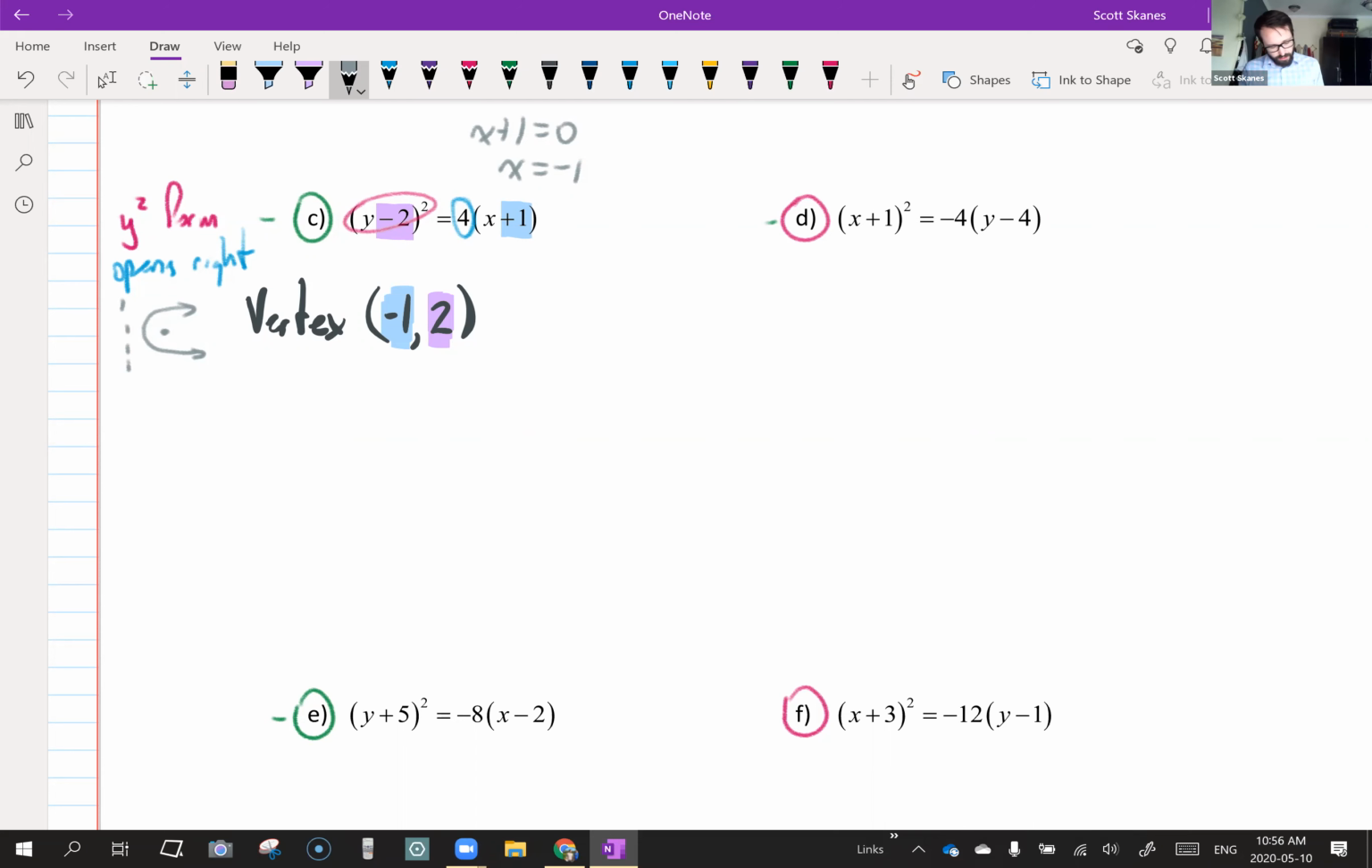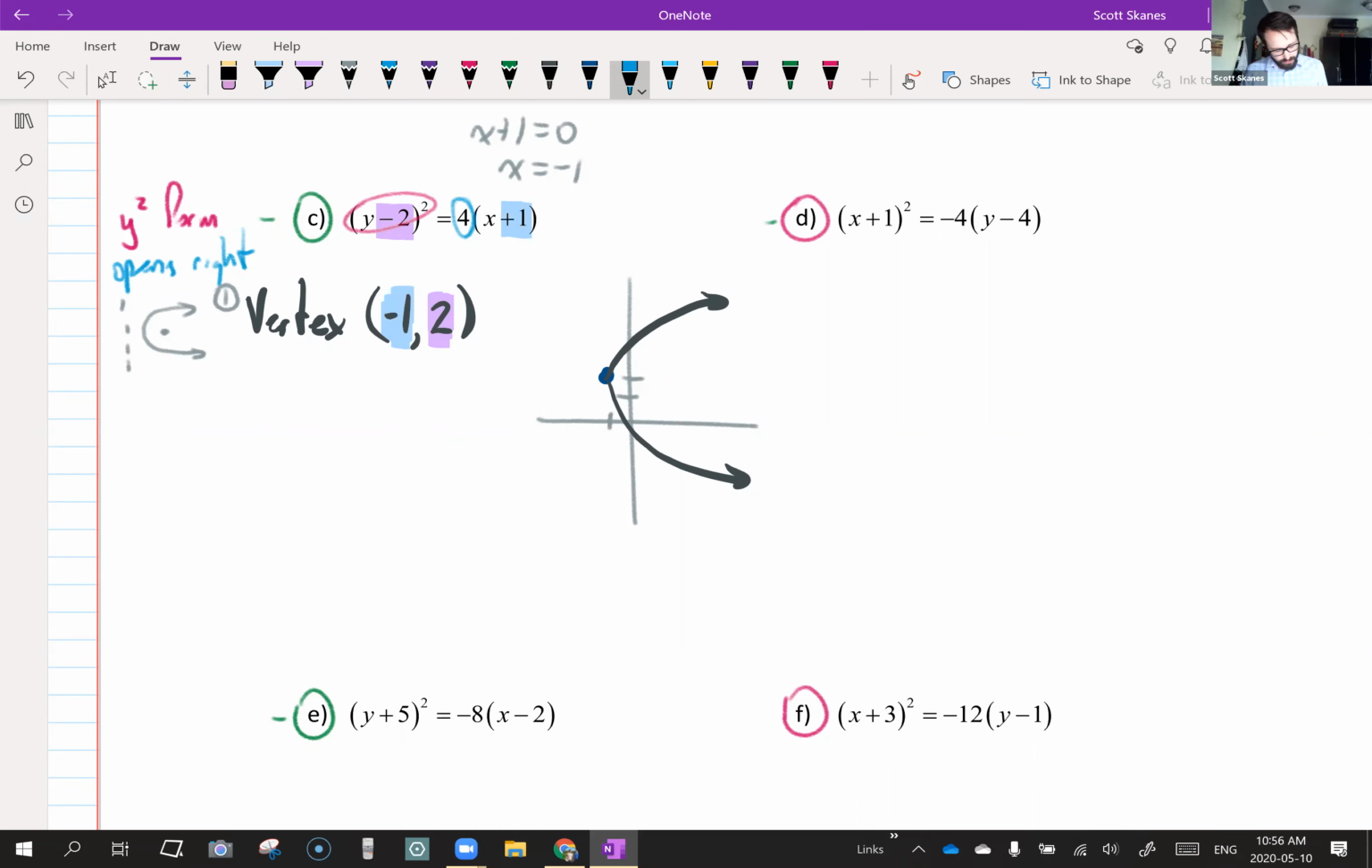I can actually make a sketch based on just that alone. Left 1, up 2. That'll be my vertex. I already know it opens right, so I can even sketch that. Honestly, that already looks pretty good. It doesn't have a focus or the directrix yet, though. So I got the vertex. The thing I need to do now is work out what my p value is, which tells me where the focus and directrix are.